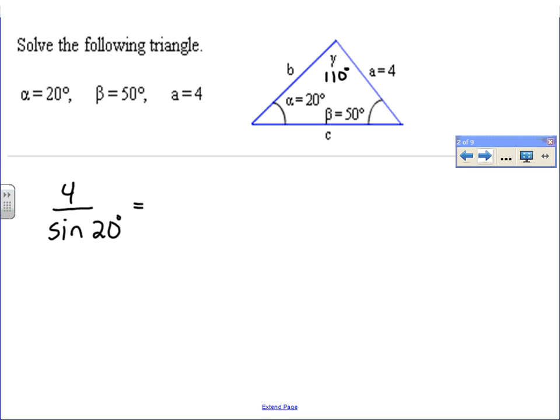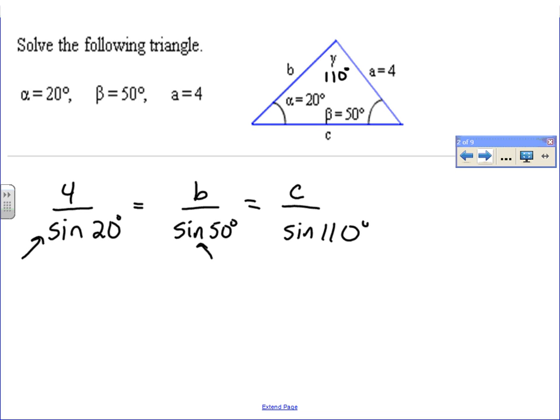Now let's set up the other two. Give me another ratio with the side on top and the sine of the angle on the bottom. b over sine of 50. And then the last one would be c over sine of 110. You'll notice you're given the first ratio, where you have both things. So this first ratio is what I'm going to use to cross multiply to find both of the other two sides.